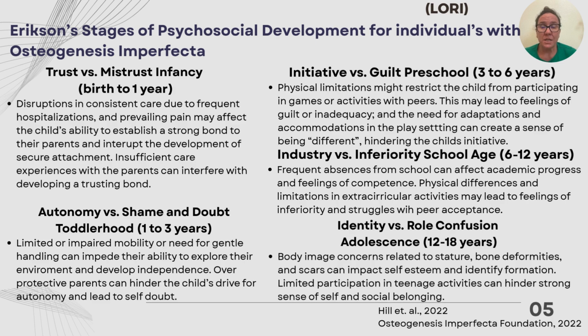So the last stage in the childhood development for Erikson stages is identity versus role confusion. Now, this is experienced for adolescents from the ages of 12 to 18. And during this time, they may have body image concerns related to their stature. It's common for OI patients to have short stature. They may have bone deformities due to their multiple fractures and the healing of them, and multiple scars as a result of all of these fractures and possible surgeries and just injuries that they've acquired over the years.